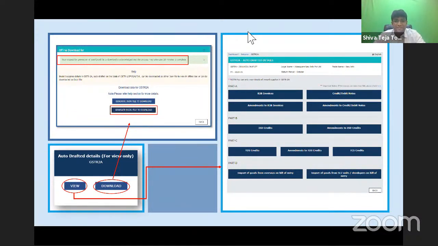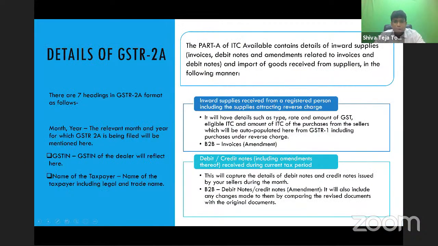Next point, details of GSTR 2A. See the left side. There are 7 headings in the GSTR 2A format as follows. Month and year: the relevant month and year for which GSTR 2A is being filed will be mentioned here. The GSTN of the dealer will reflect here. Name of the taxpayer, including legal name and trade name. And we clearly know the difference between legal name and trade name. Legal name means name as per PAN. Trade name is the name with which business is being done.